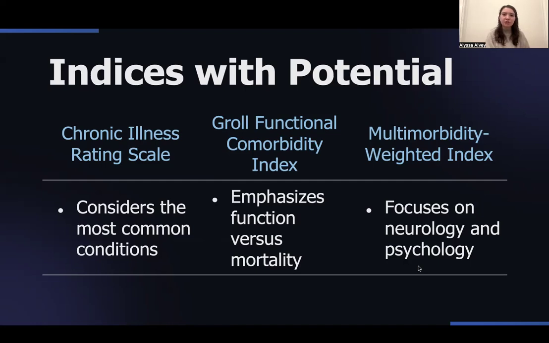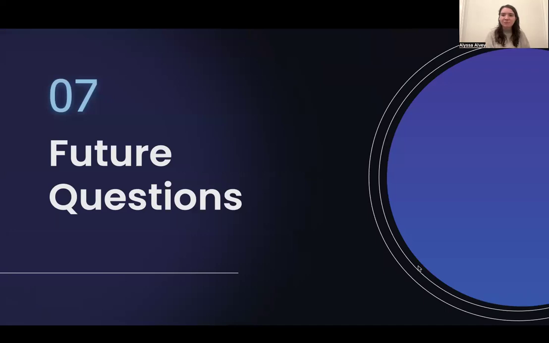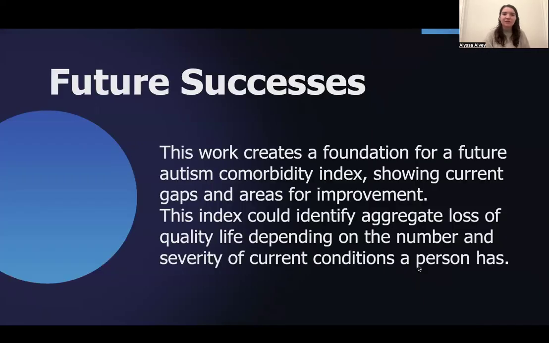However, for a more traditional index, the multimorbidity weighted index is a great candidate, for it focuses on not just neurology, but also psychology, which was generally a rare finding. However, some GI conditions and some other conditions maybe weren't included. And so, though it is a good start, it may not be the best index. So, this presents future questions. First off, what do we gather from this?